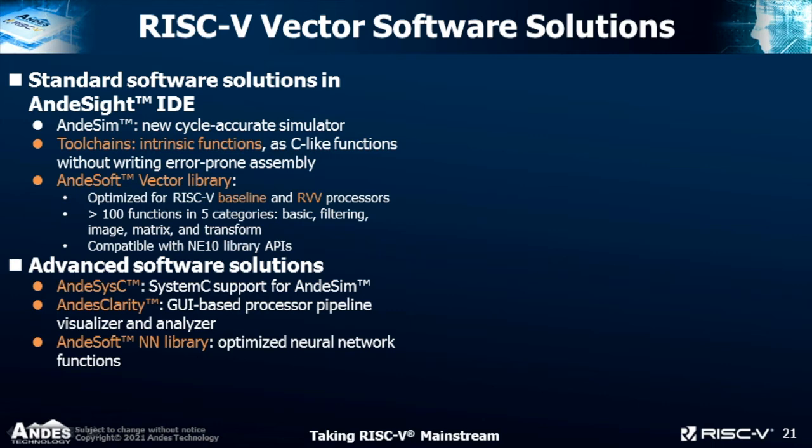There are more advanced software solutions, including AndeSight's consistency support for AndeSim, and Andes Clarity, the GUI-based processor pipeline visualizer and analyzer. Andes NN Library is the optimized neural network functions.